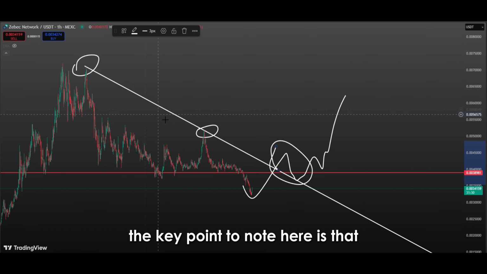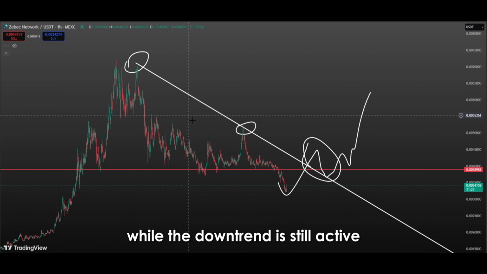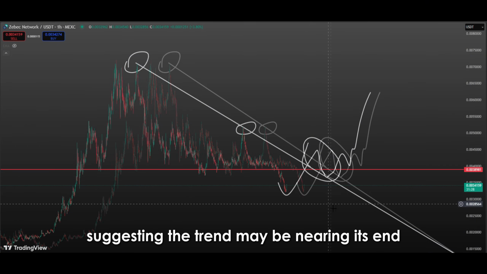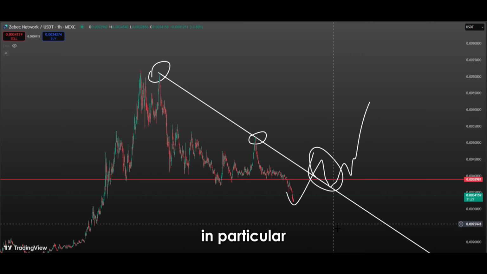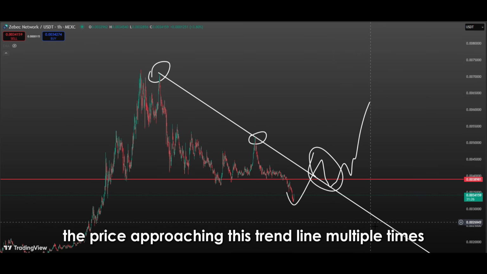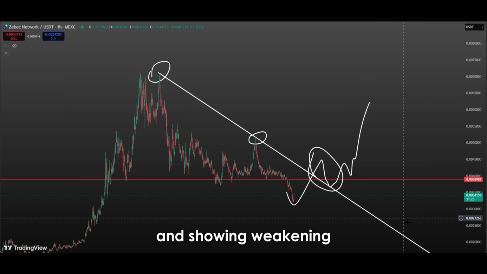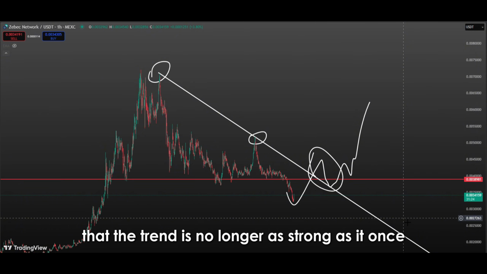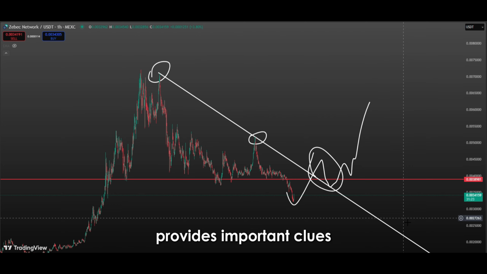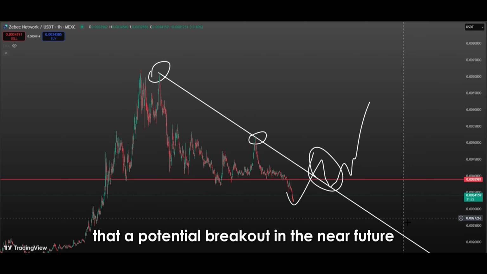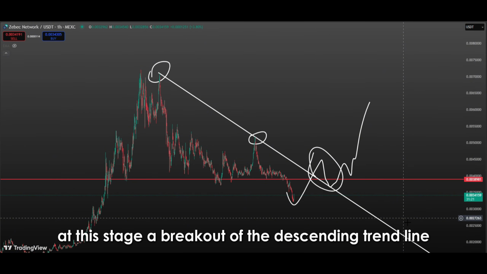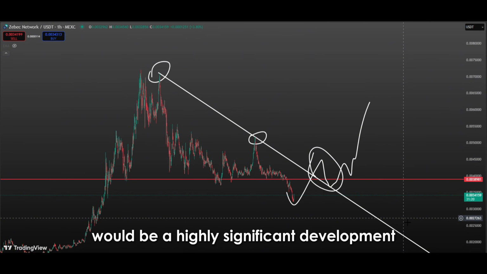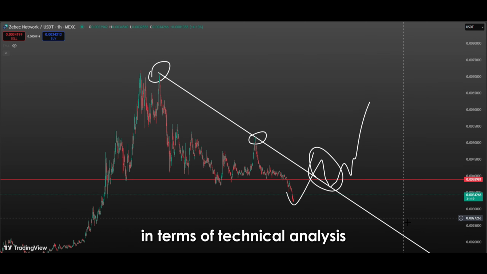However, the key point to note here is that while the downtrend is still active, some early signals suggesting the trend may be nearing its end have slowly started to appear on the chart. In particular, the price approaching this trend line multiple times and showing weakening downward momentum with each contact could indicate that the trend is no longer as strong as it once was. This provides important clues that a potential breakout in the near future could trigger a strong upward move. At this stage, a breakout of the descending trend line would be a highly significant development in terms of technical analysis.